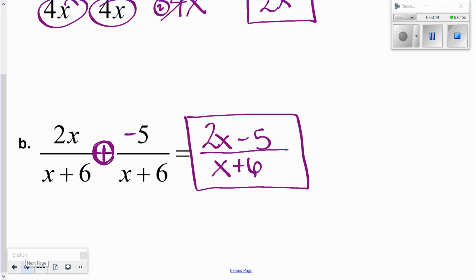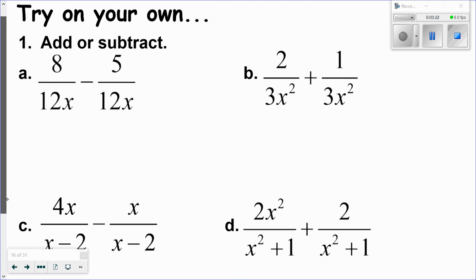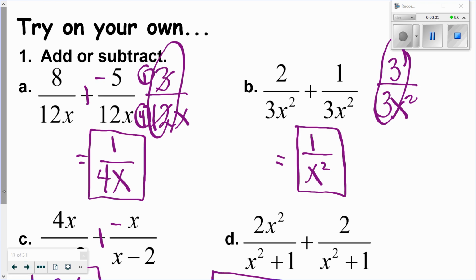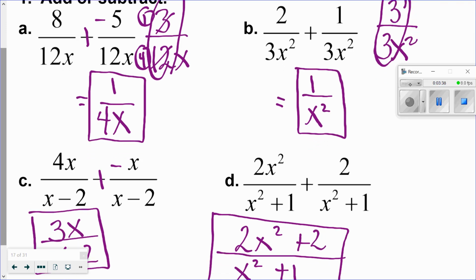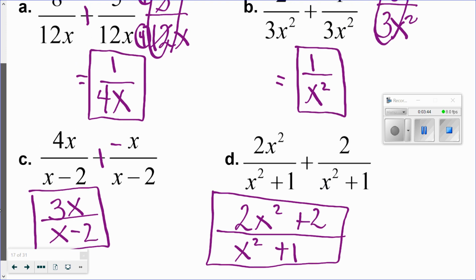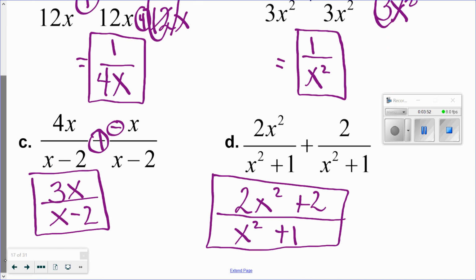Go ahead and try the four on the left-hand side. Pause the video, fill these out, and then replay the video, and I will show you the answers. Go ahead and double check what you got on the left-hand side. Notice that in part A and part C, I added the opposite here. And some of those needed to be simplified.